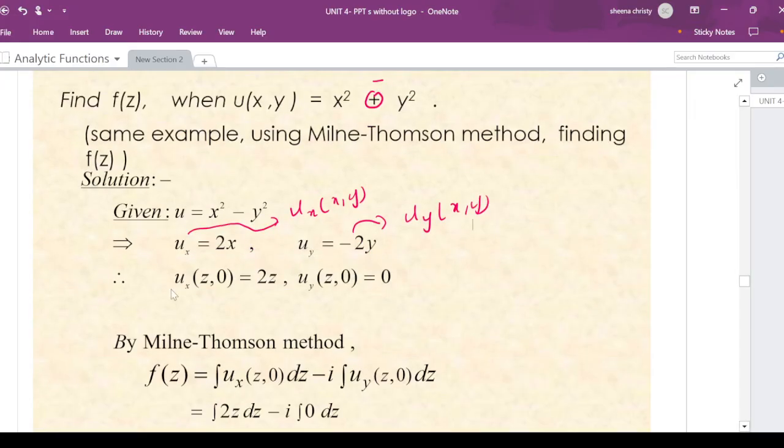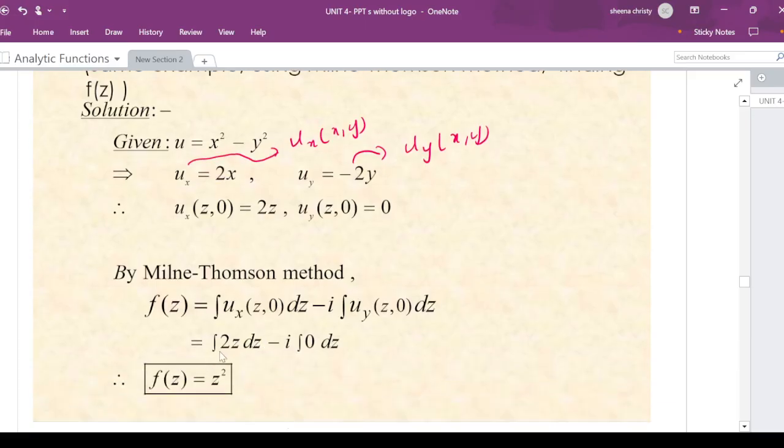Then by using it in the formula, here the real part is given. Therefore the formula for construction of analytic function is f of z equal to integral of ux of z comma 0 into dz minus i times integral of uy of z comma 0 into dz. So ux of z comma 0 is 2z, uy is 0. Therefore integral of 2z into dz.